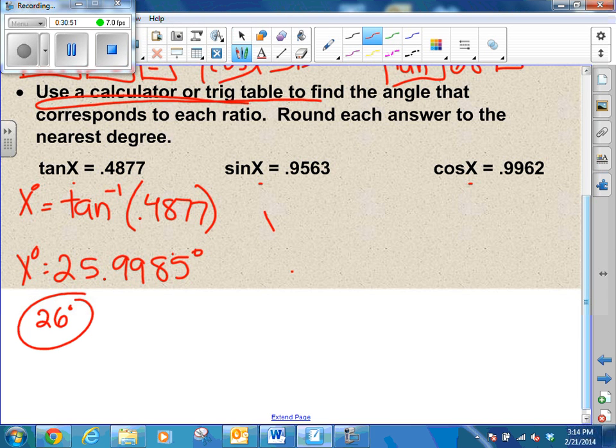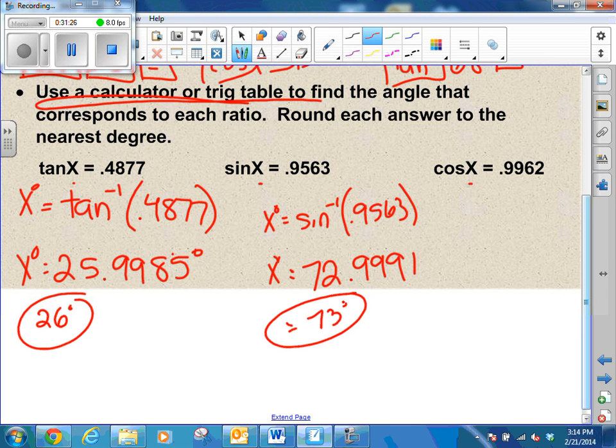6 minutes left. Okay, so inverse sine, sine to the -1 of 0.563. Again, give me the 4 decimal places. 72.999. Are we sure it's 0? Should be 1. Yep. When I have you round to the nearest tenth, if that's what happens, yeah, 73. But for others, you'll have an actual tenth value.